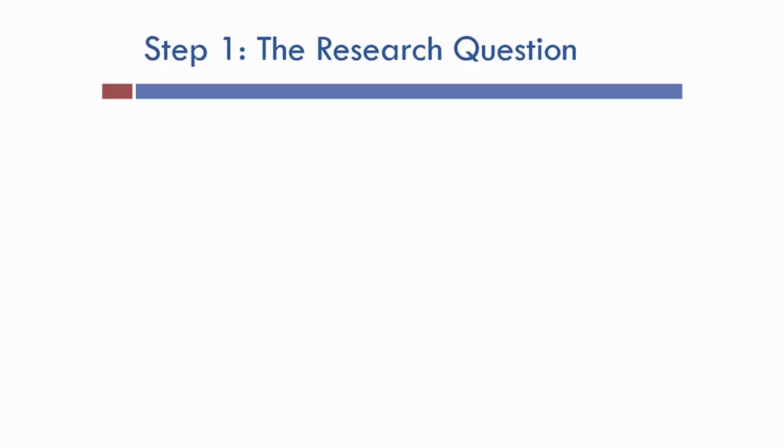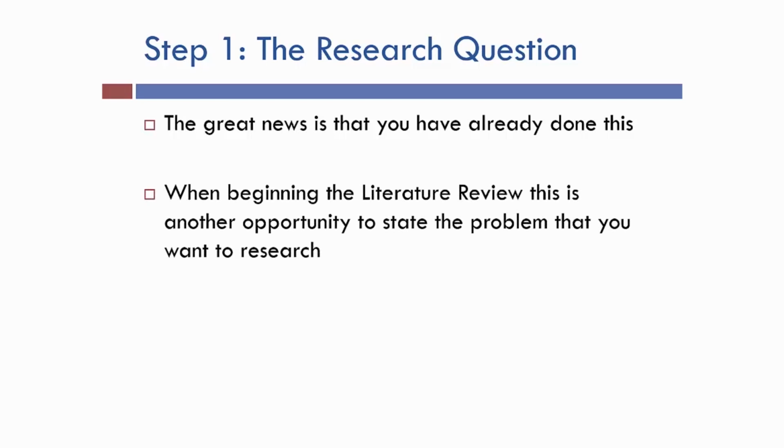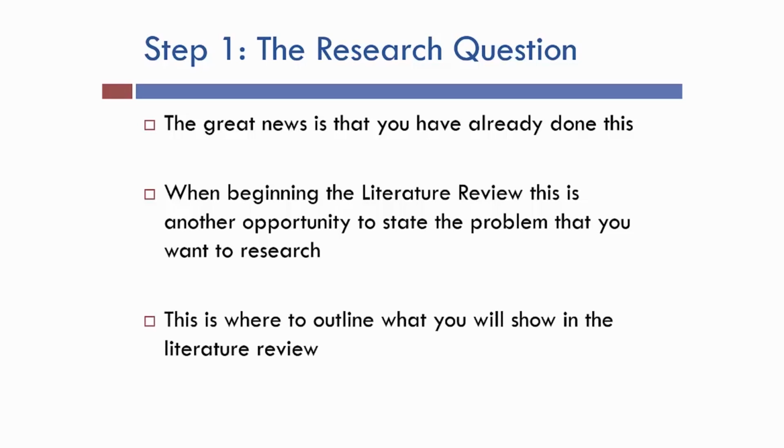So let's kind of get into this here. Step 1 is doing the research question. Well, you know what? You guys have already done it. You guys have been through it. That assignment's due the end of the month. When you begin your lit review, again, this is a great opportunity for you to restate the problem that you want to research. So you're going to outline what you're going to show, and once you figure that out, you already know what you're going to write about, because your outline is basically the headings of all those yellow pads or the common theme in your chart that you're going to use when you start collecting this information.